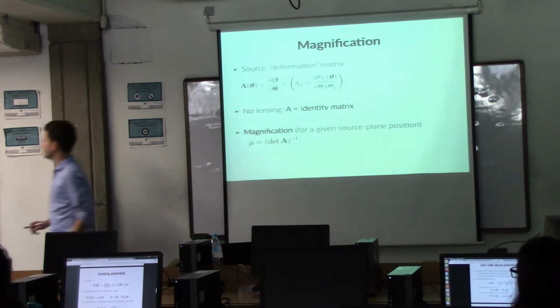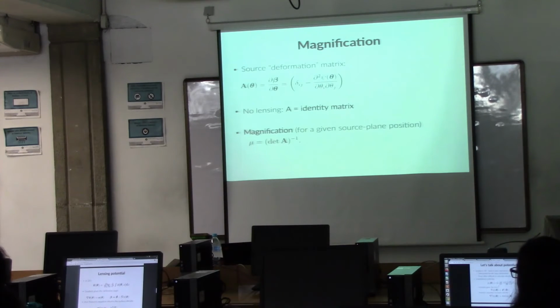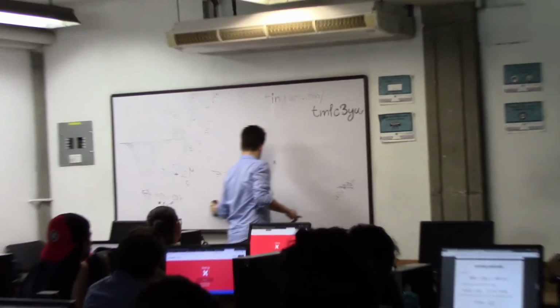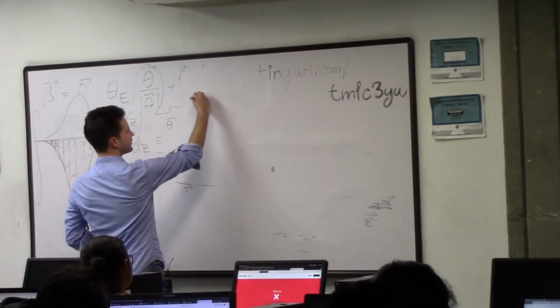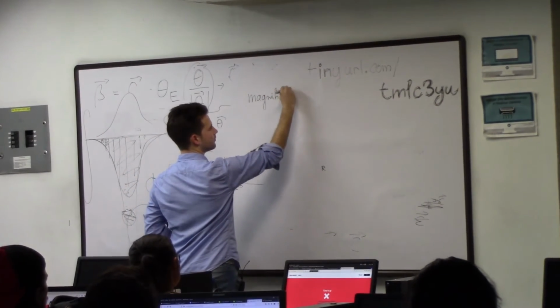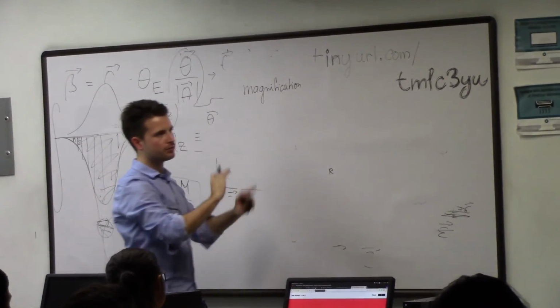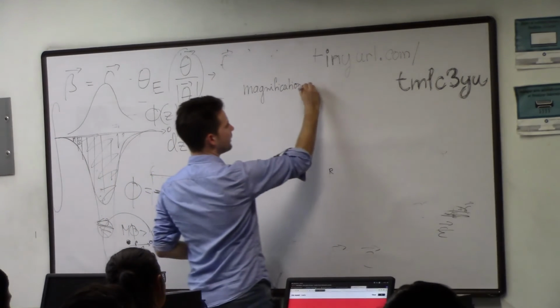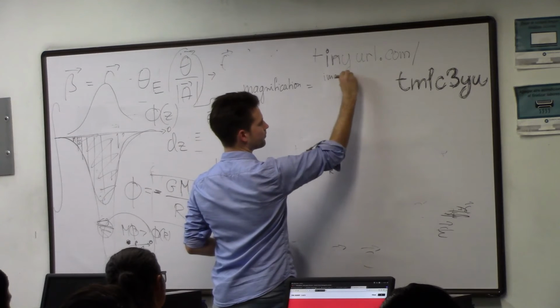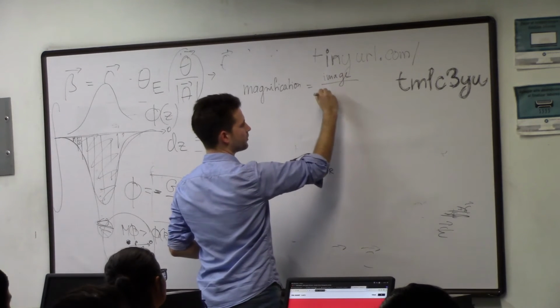And I'll try to go through it this way. So we know from yesterday that your magnification is the area of your image over the area of your source.